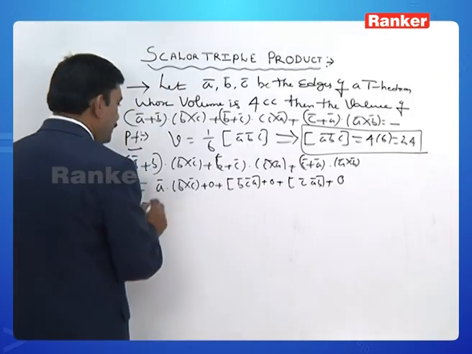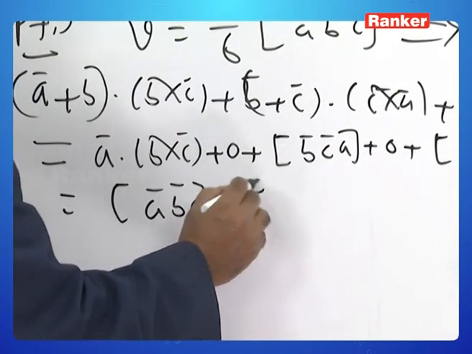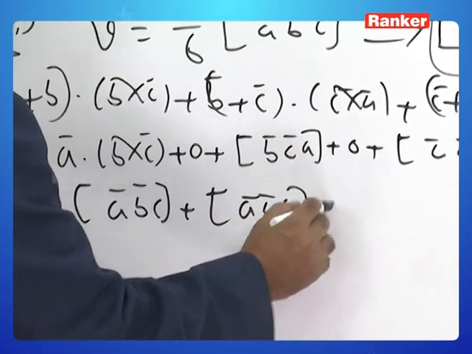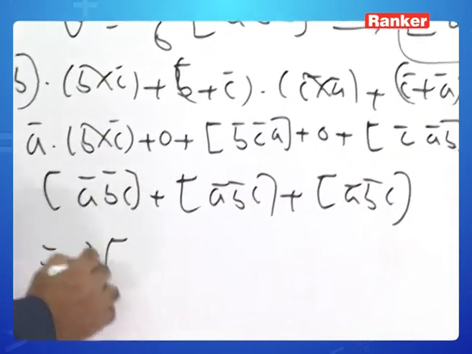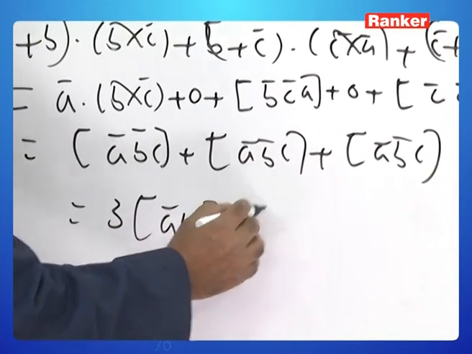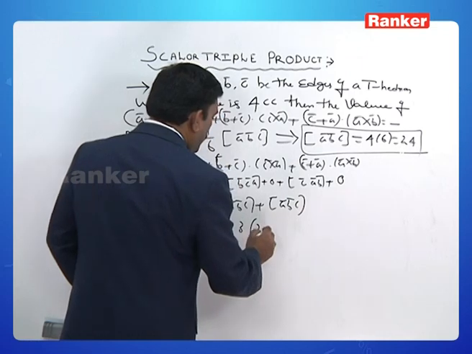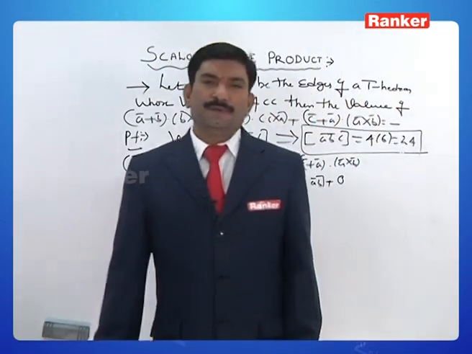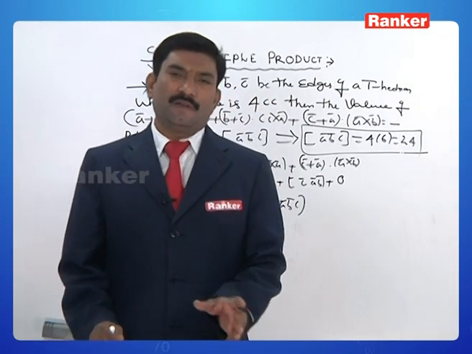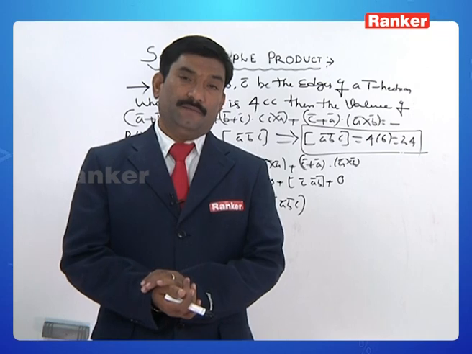I can write this is nothing but box of ABC. Yes, this is in cyclic order, box of ABC. This also is in cyclic order, box of ABC. Therefore, 3 into box of A bar, B bar, C bar. Box of ABC is equal to how much? 24. Come on, apply. That gives the answer. This is all about the application of the volume of a tetrahedron.